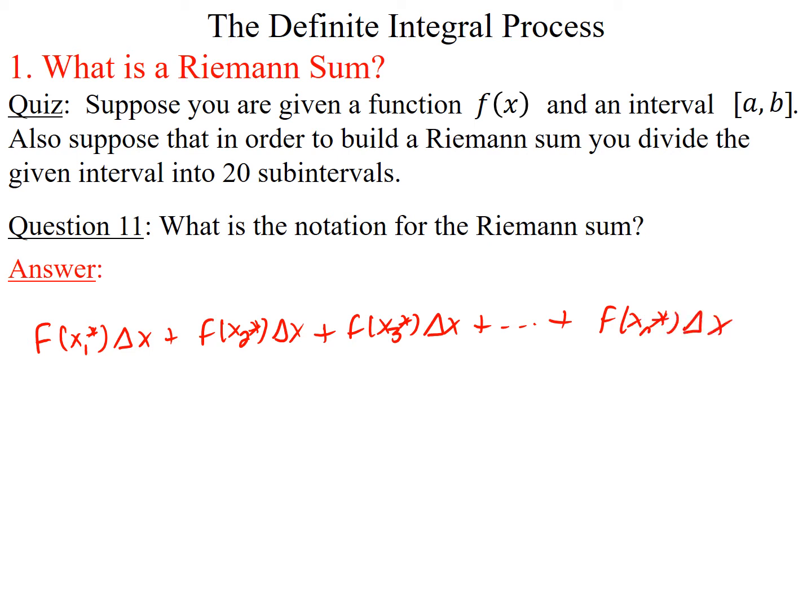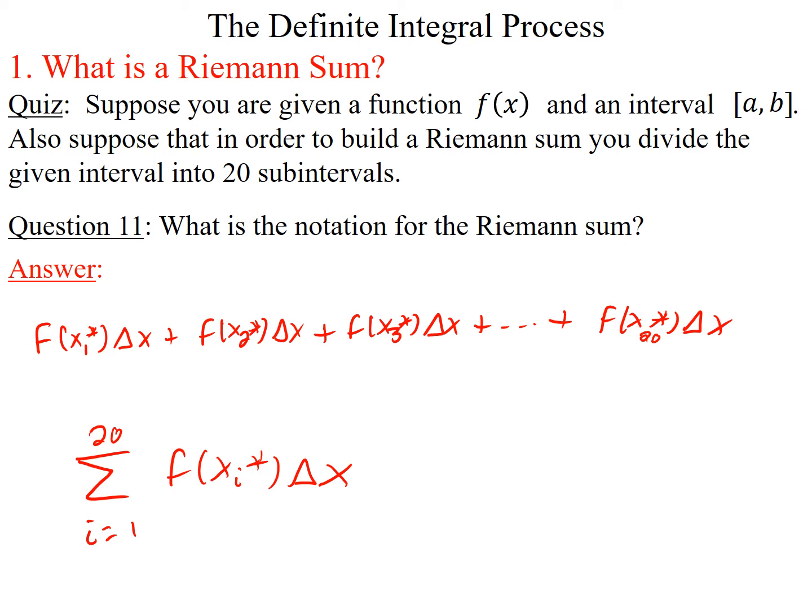Sorry. Let's start with what the question's asking. So they mentioned 20 subintervals, so the last one would be f of x20 star delta x. That's the long version. And the compact version would be the sum i equals 1 to 20 of f of xi star delta x.